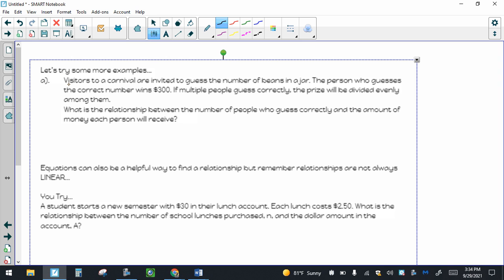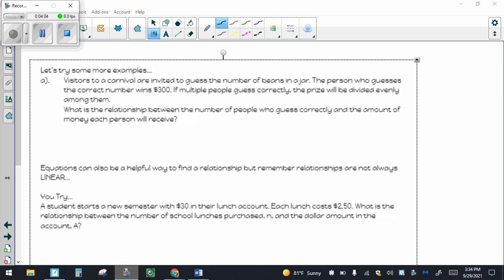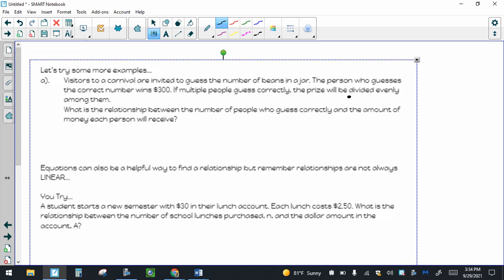On the back, we've got visitors to a carnival are invited to guess the number of beans that are in a jar. The person who guesses the correct number wins $300. If multiple people guess correctly, the prize will be divided evenly amongst them. And I want to underline that word divided because it says, what is the relationship between the number of people who guess correctly and the amount of money each person will receive?